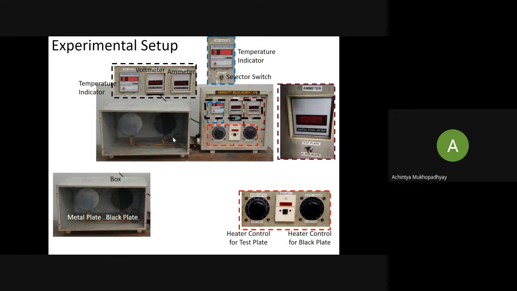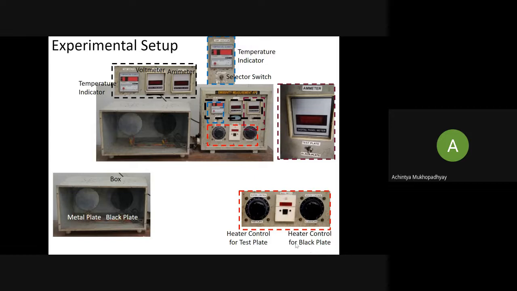And this is the control panel. So what we have on the control panel, like in the previous day's experiment, these are the heater control inputs. You can see the heater control for the test plate and heater control for the black plate. And this is the main switch.